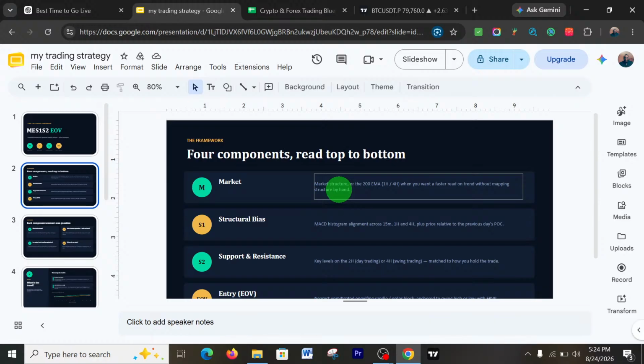So, M is for market structure. Or if you don't want to use the typical market structure mapping, you use the 200 EMA. So you use the 200 EMA if you don't want to mark it out using market structure. I'll show you how to do market structure tomorrow.